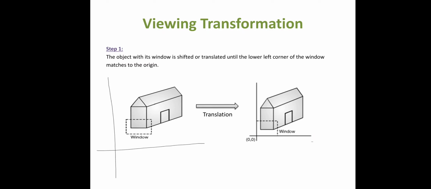Translation means we are shifting from one position to another position. So in this way, first of all, we match the lower left corner of the window to the origin of our coordinate system. So this is the first step.